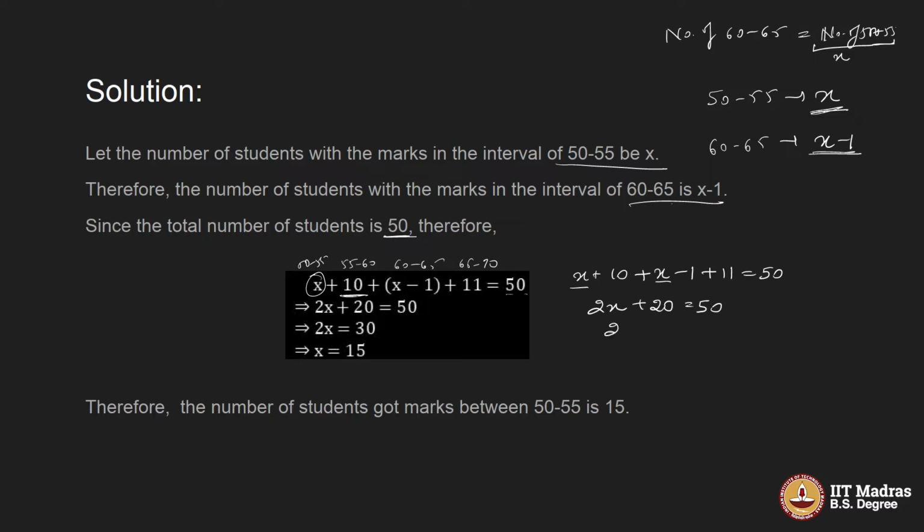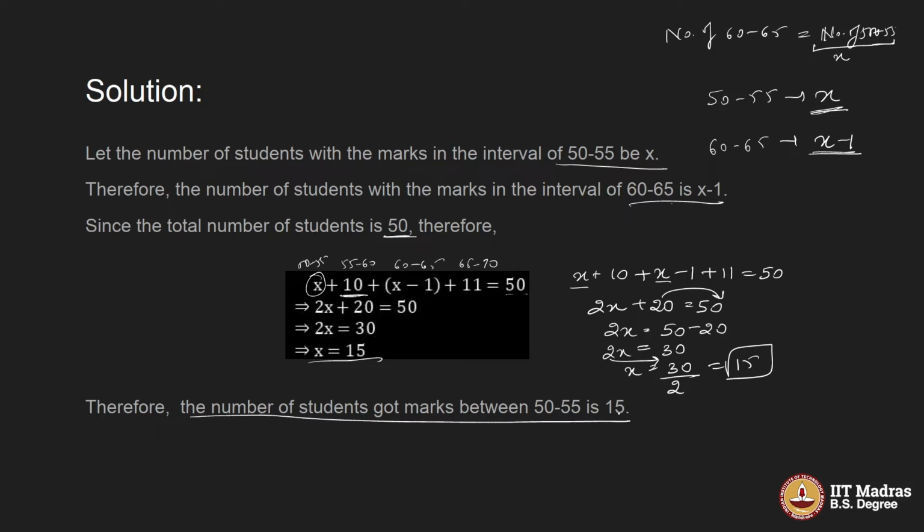Then we put this 20 on the other side, and the sign will get changed, so 2x will be equal to 30. Then 2 goes to the other side and divides, which gives 15, so our value is x equals 15. So the number of students who got marks between 50 to 55 is 15.